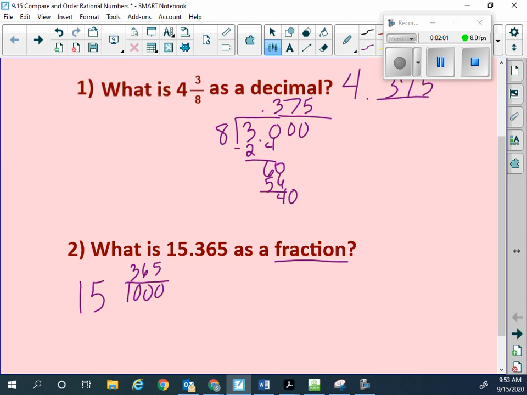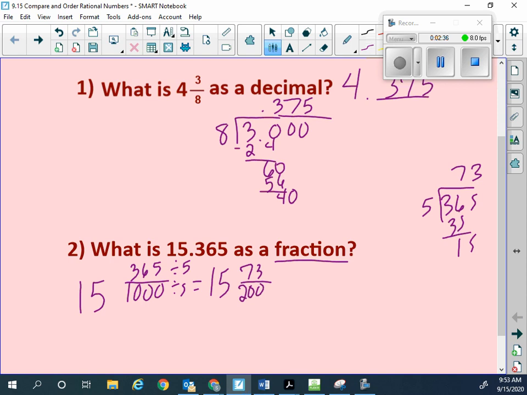Now what do I need to do? Simplify. What can I divide both of those by? Unfortunately, I think it's going to take us a minute. 15, and then I'm going to do 365 divided by 5. I get 73 over 1,000 divided by 5 is what? 200. Now what? It's done because 73 is a prime number and it cannot go into 200. Both of those things. That's why we are done.